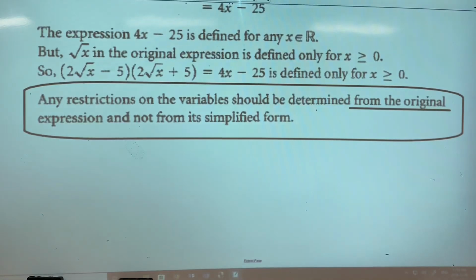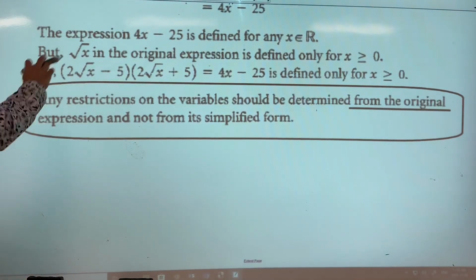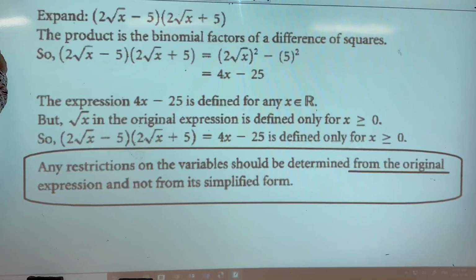Okay, let's take a look at this. The expression, right, is defined for any real number. Let's see.